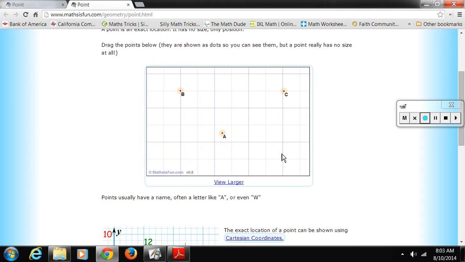And I would play around with some of the things that we're going to be doing in our notes. So if you have another window open to mathisfun.com, I think that would really help you.